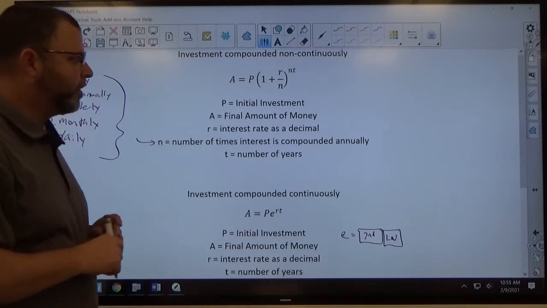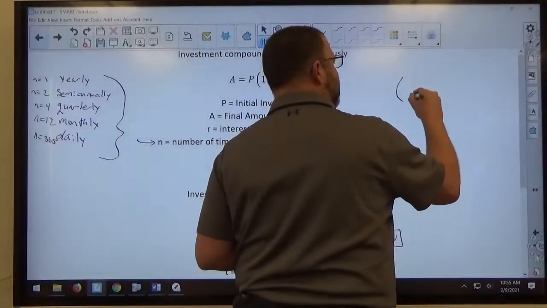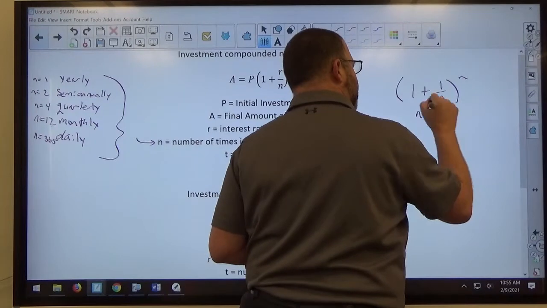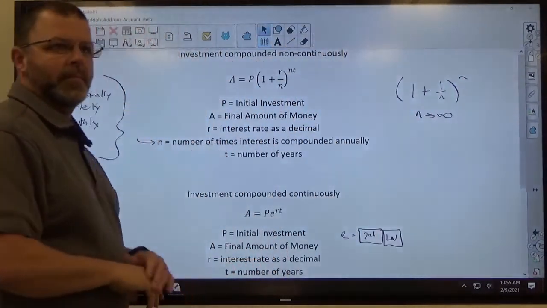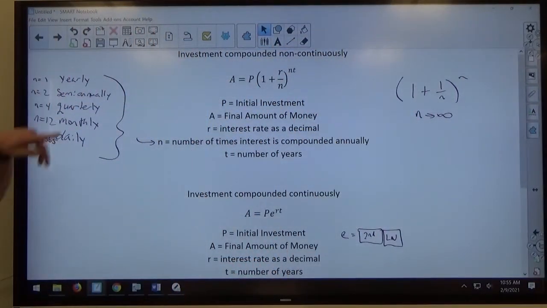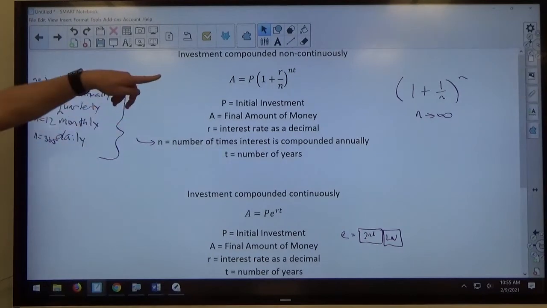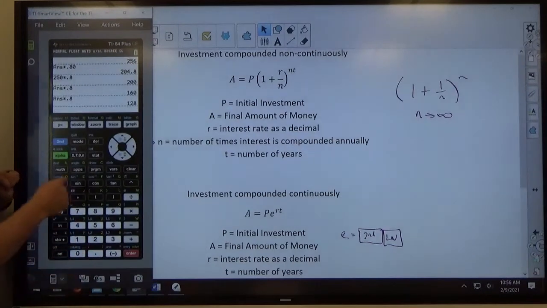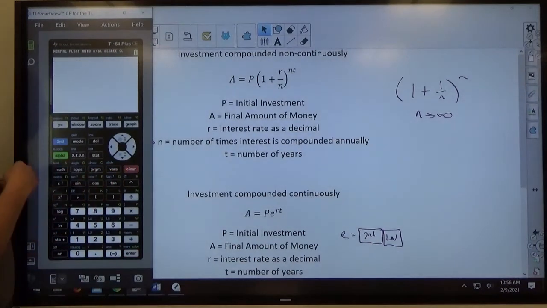Well, E is found if you take this expression as n goes towards infinity. If you keep making n bigger and bigger and bigger in that expression, you're going to get to what E is. Let me demonstrate on a calculator. You don't have to do this, but I'm just showing you where it comes from.